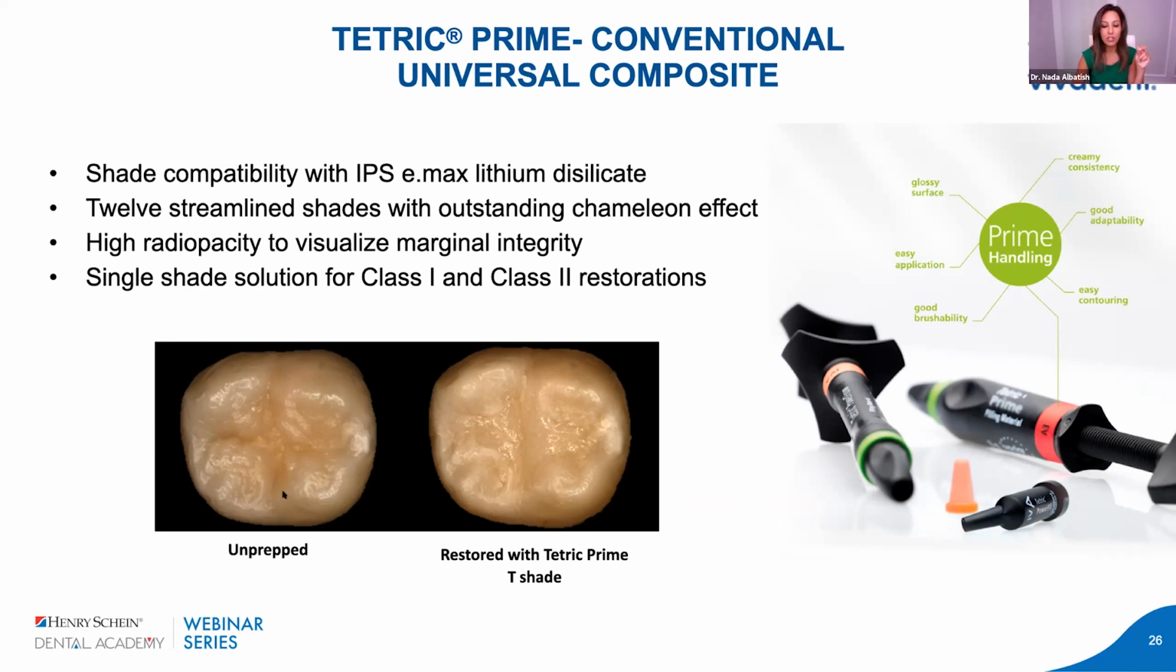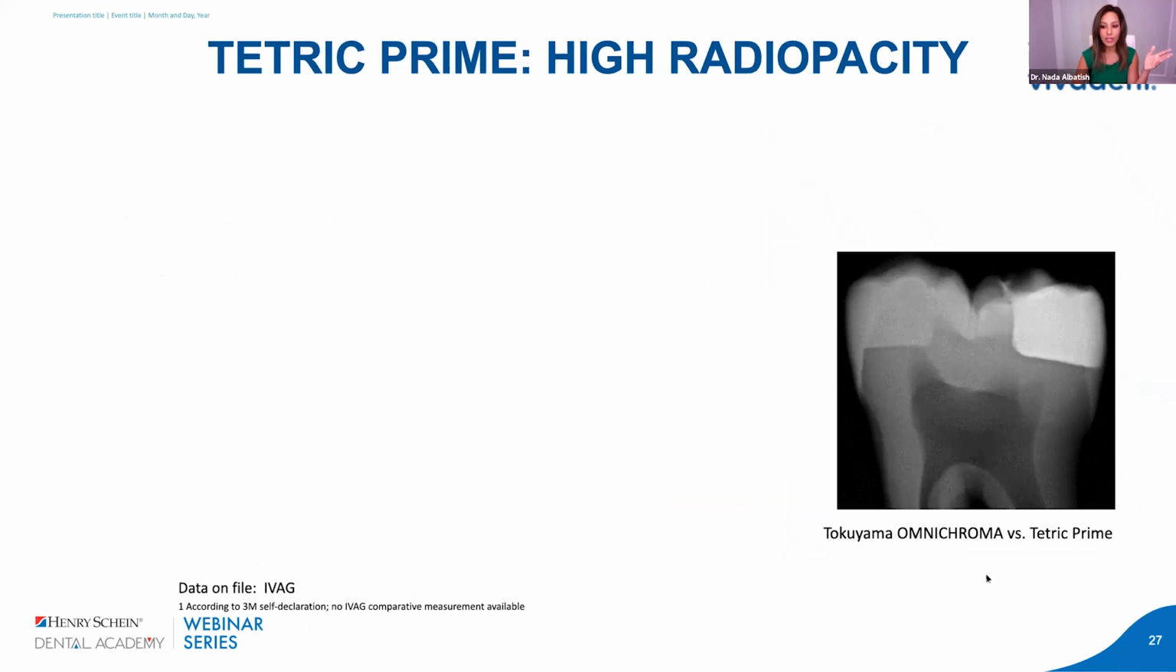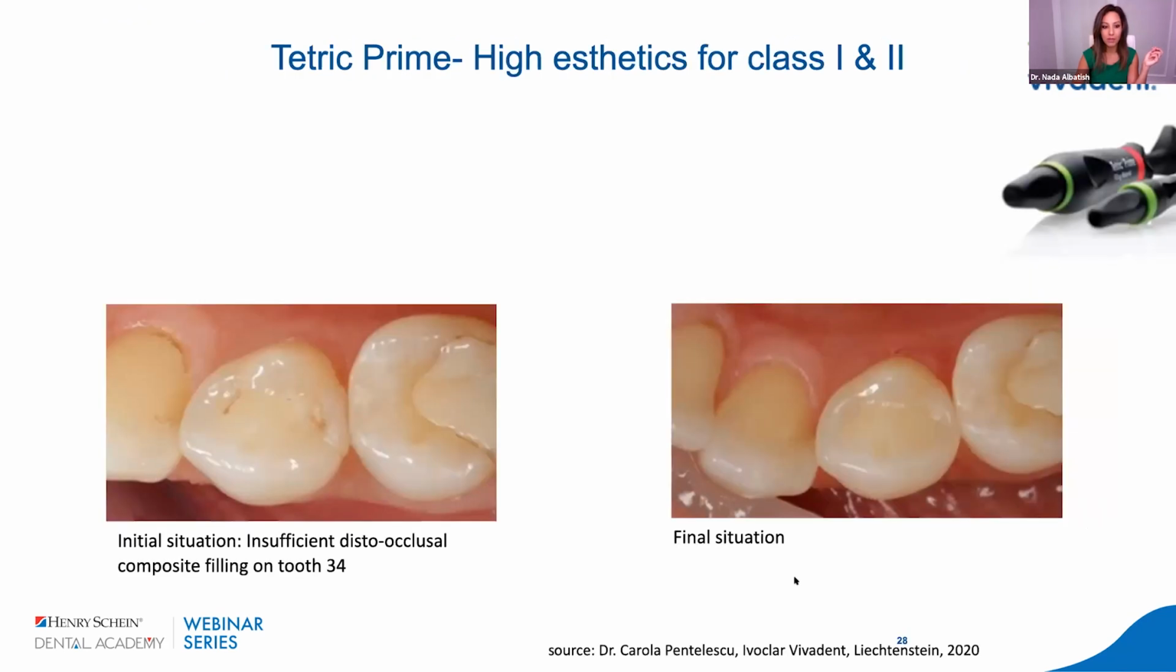So here's a sample of the unprepped tooth and then the tooth restored with the trans shade, which is the T shade of Tetric Prime. And you can barely tell the difference, right? So it has that camouflaging effect, just like the bulk fill materials that we discussed. Here is a good sample of the radiopacity. This is a radiograph showing Tokuyama's Omnichroma versus Tetric Prime.